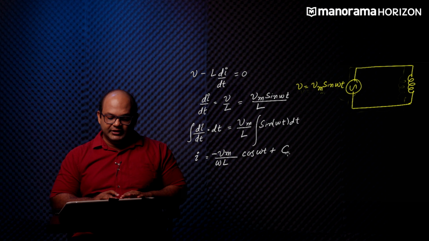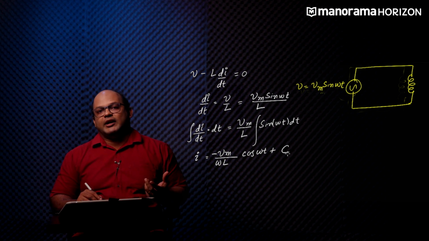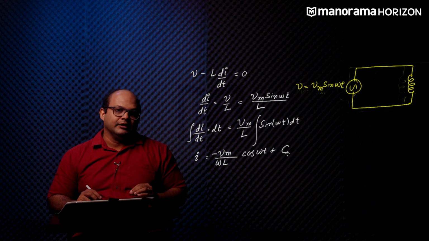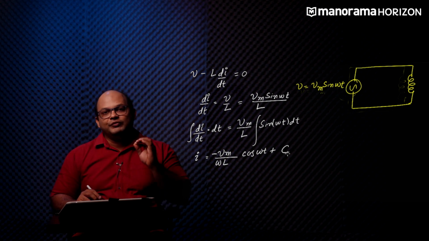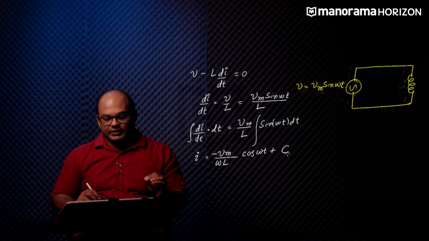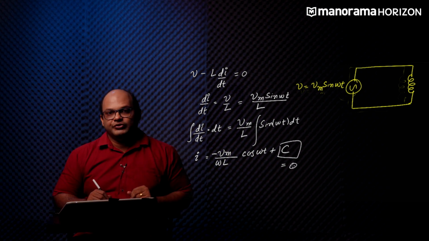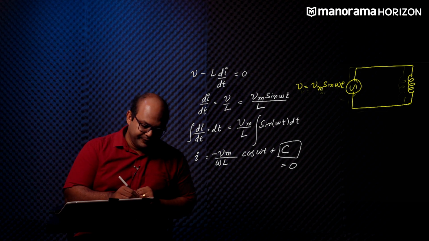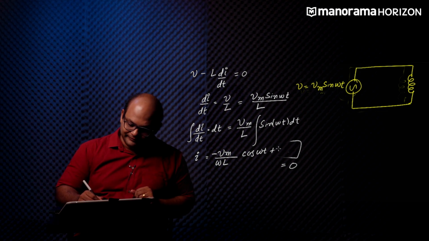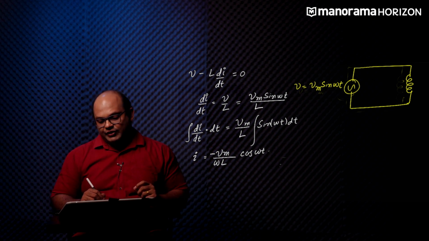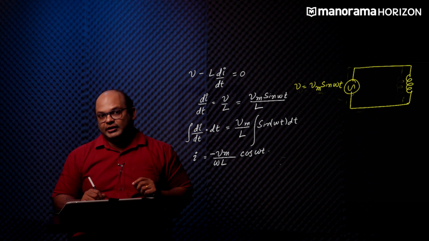Since we are dealing with a current equation, C also has to be a current. In this particular case, we are assuming that at t equal to 0, when we started this experiment, there was no current flowing in the conductor, which means that this term becomes equal to 0. So we can disregard it. So we remove it here, and that leaves us with the rest of this equation. I is equal to negative Vm upon omega L cos omega t.